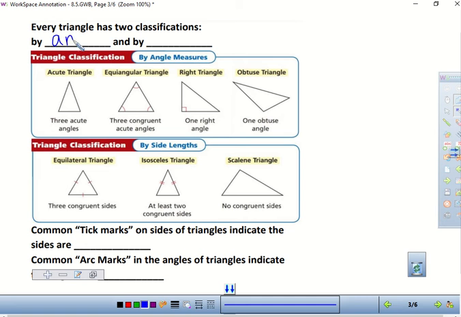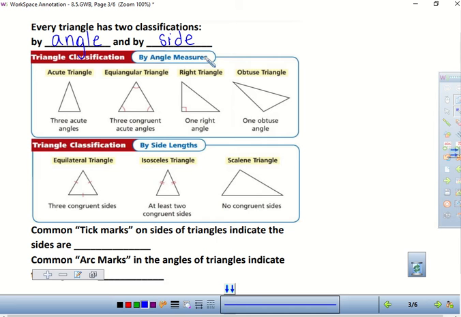You can classify a triangle by its angle measures, so by angle, and by side. So those are the two classifications that you can use on every single triangle, okay? So every triangle has both classifications. So these are the 4 types of angle classification. 3 acute angles, angles that are less than 90. 3 congruent acute angles, all the angles are the same. We call this an equal angular triangle.